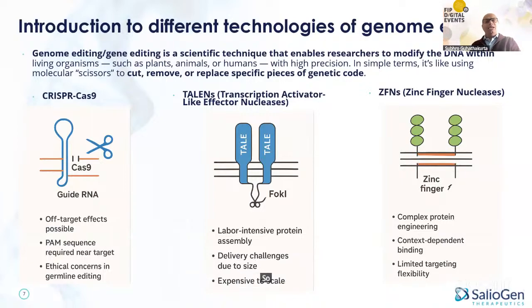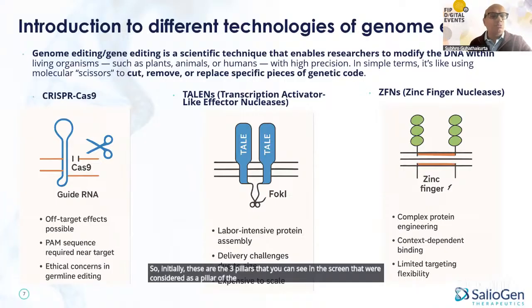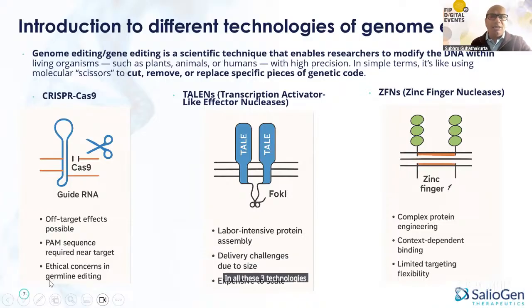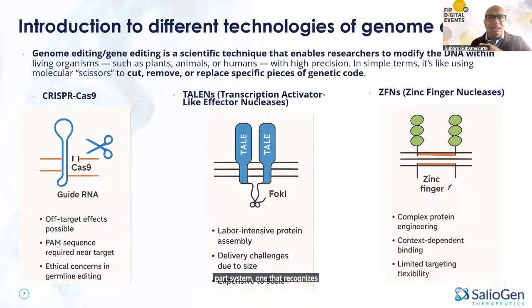Initially, these are the three pillars that you can see on the screen that were considered the pillars of genome editing: CRISPR-Cas9, TALEN, and zinc finger nucleases. In all these three technologies, what is common is that it's a bipartite, or two-part, system. One part recognizes the DNA that needs to be edited, which is mediated, in the case of CRISPR, by a guide RNA.